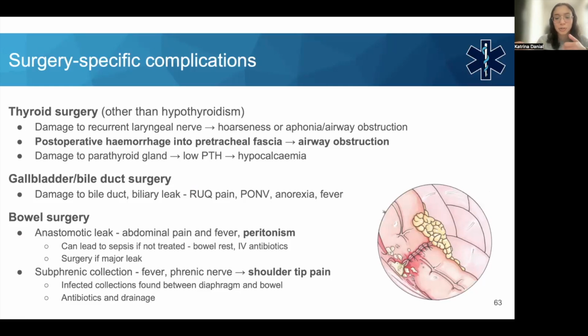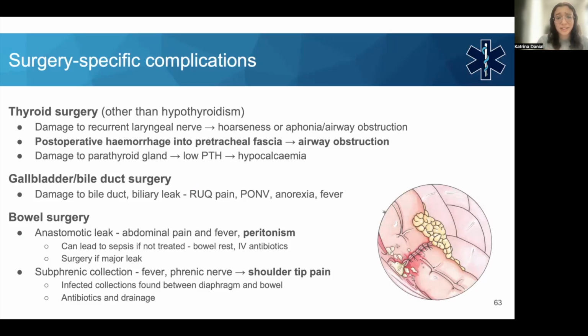Because the recurrent laryngeal nerve is a nerve supply to your voice box, essentially. Okay, you have the risk of a post-op hemorrhage. This is usually the reactive hemorrhage, the hemorrhage within the first 24 hours. So basically, the thyroid sits with the trachea in the pretracheal fascia.